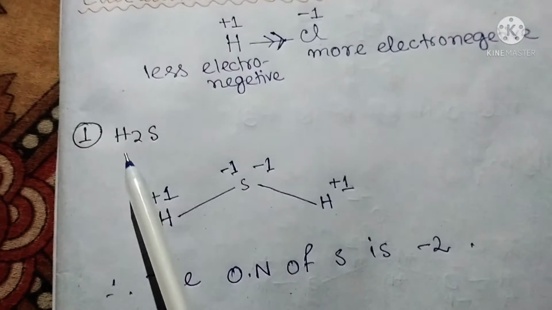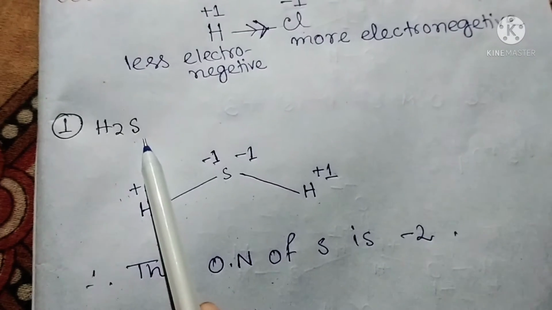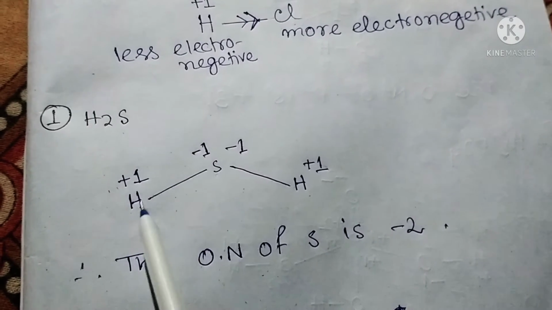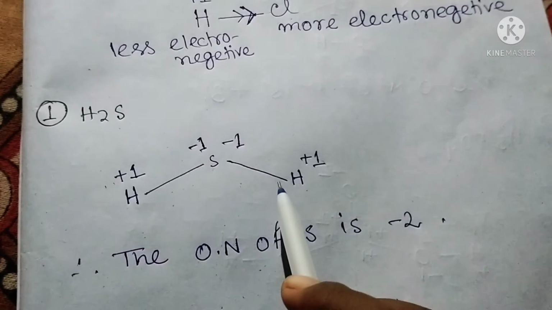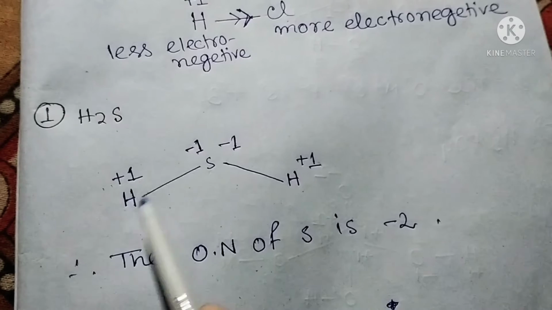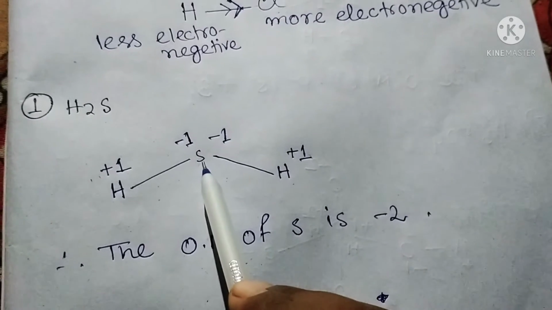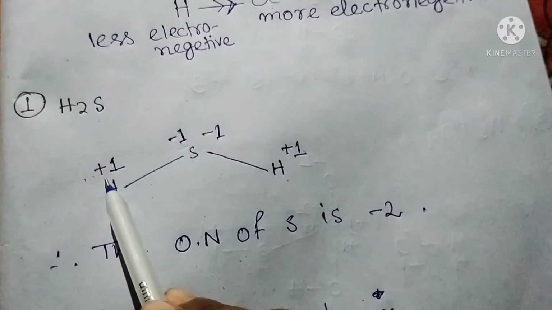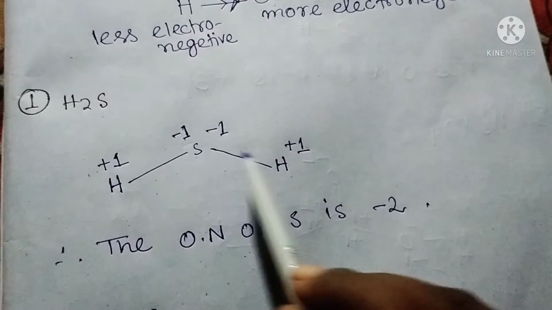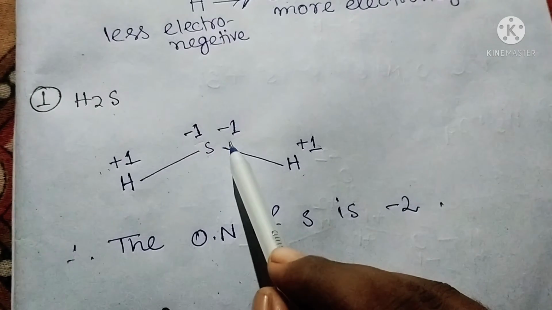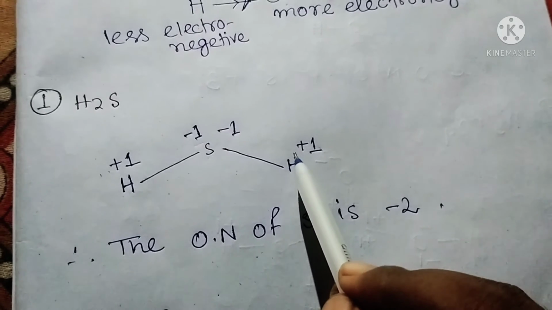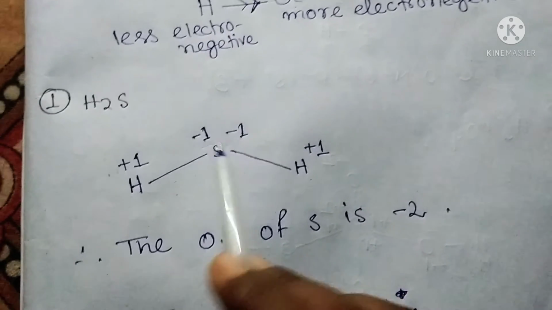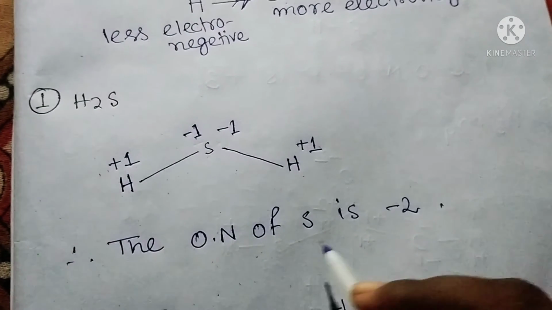Now here we take hydrogen sulfide, H2S. At first we have to draw the structure of H2S. Now here we draw the structure: sulfur, single bond hydrogen and single bond hydrogen. Now between these, sulfur is more electronegative than hydrogen, so we get here a -1 charge and here we get a +1 charge. Similarly for these two also we get here a -1 charge and here we get a +1 charge. So -1 -1 equal to -2. So the oxidation number of sulfur is -2.